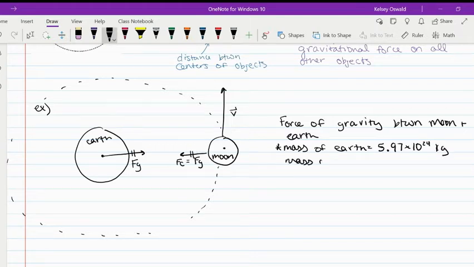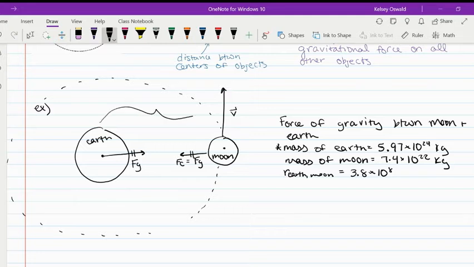The mass of the moon is equal to 7.4 times 10 to the 22nd kilograms. And the distance between the Earth and the moon, or the distance between their centers, is equal to 3.8 times 10 to the 8th. Okay? And that's going to be the distance between their centers, because remember, we're looking from center to center.